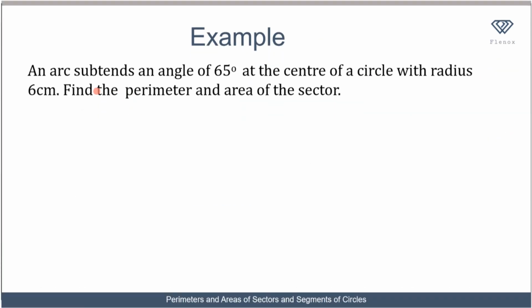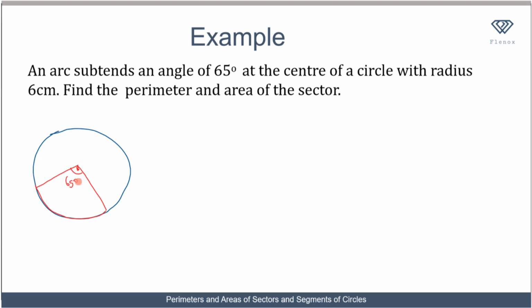Here we are told that an arc subtends an angle of 65 degrees at the center of a circle whose radius is 6 cm. Find the perimeter and area of the sector. To get started, the first thing I want us to do is to sketch it out. Let me draw the circle. Now we have an arc that subtends an angle of 65 degrees at the center. This is the center of the circle.